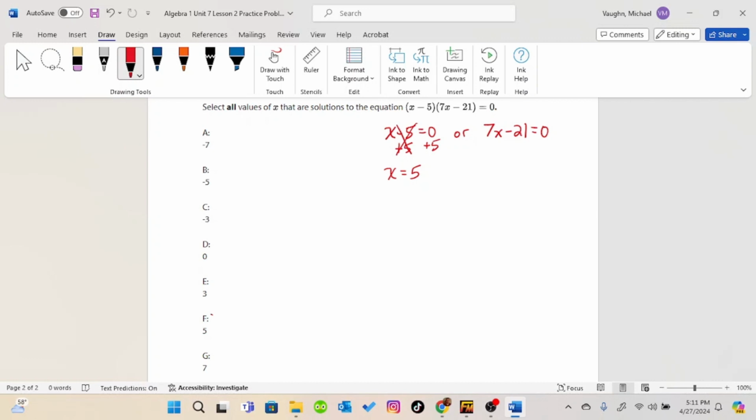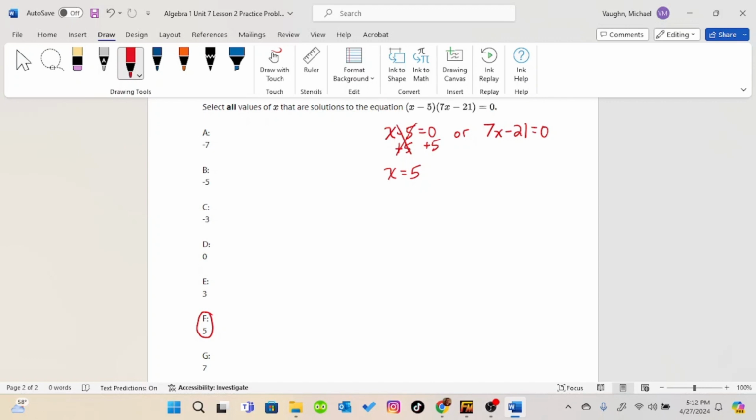That matches answer choice F. So if x is 5, the first factor is 5 minus 5, which is 0, and 0 times anything equals 0.